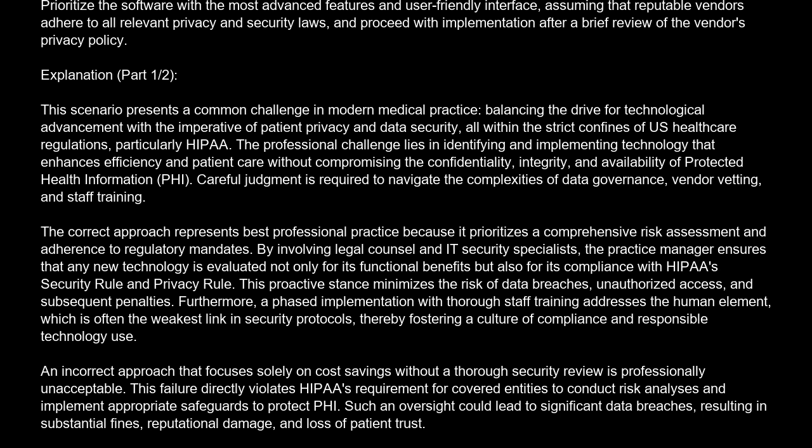An incorrect approach that focuses solely on cost savings without a thorough security review is professionally unacceptable. This failure directly violates the HIPAA requirement for covered entities to conduct risk analyses and implement appropriate safeguards to protect PHI. Such an oversight could lead to significant data breaches, resulting in substantial fines, reputational damage, and loss of patient trust.